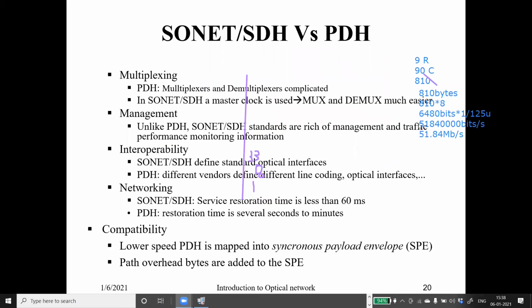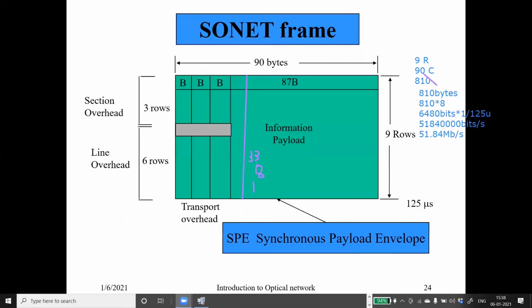Now, of this 51.84, let us go back to our frame. I told you where the useful data payload will be. The rest is dedicated for overhead. In the overhead there is information like where your bit is, what the pointer is, where the errors are, parity, all that information will be there. So they are not user information. Now what remains is your payload information. So how much payload information will there be?